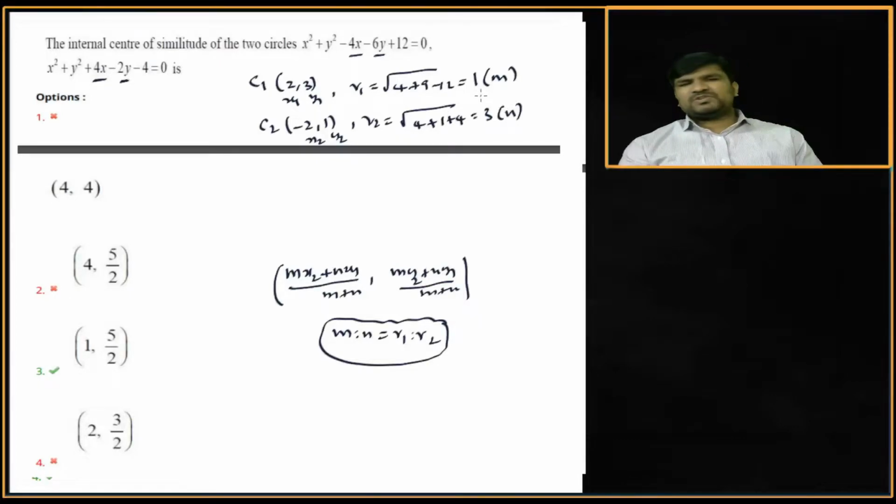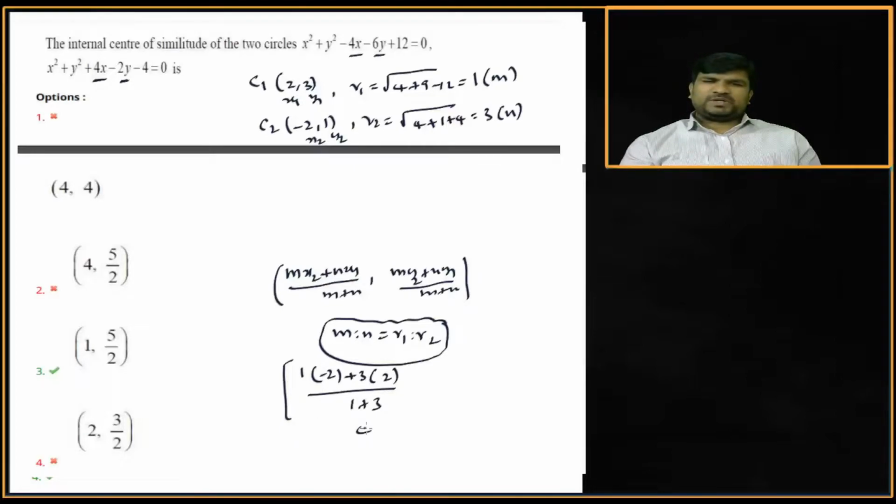Now substitute the values of m, n and x1, y1, x2, y2. So m means 1 times x2, which is minus 2, plus n, which is 3, times x1, which is 2, divided by m plus n, that is 1 plus 3. So 1 times minus 2 is minus 2, 3 times 2 is 6. 6 minus 2 is 4, divided by 4. So 4 by 4 is 1. So x equals 1. So only one option is there. So the third option is the right option.